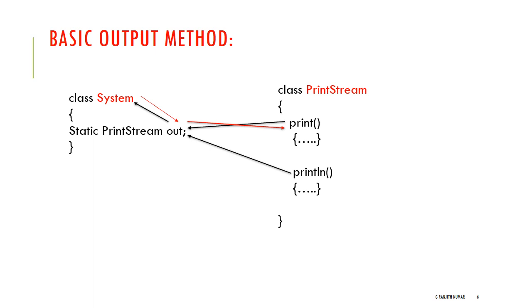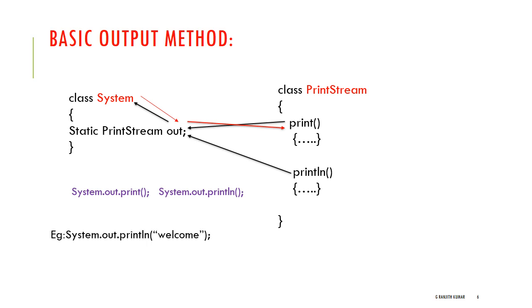If you call the print method, output will be printed and the cursor will stay on the same line. If you call println, output will be printed and the cursor goes to the next line. So println is nothing but print plus a slash n. That is the meaning of println. So in order to print output on the console, we can use two methods: System.out.print or System.out.println.